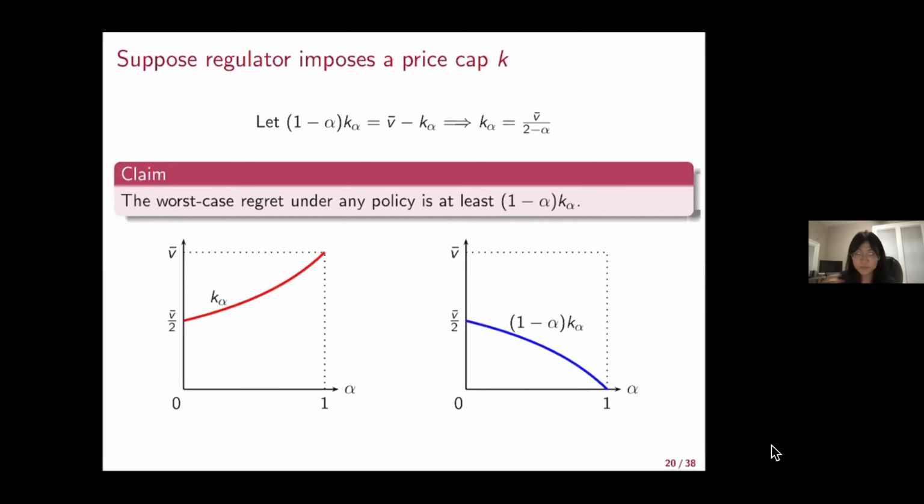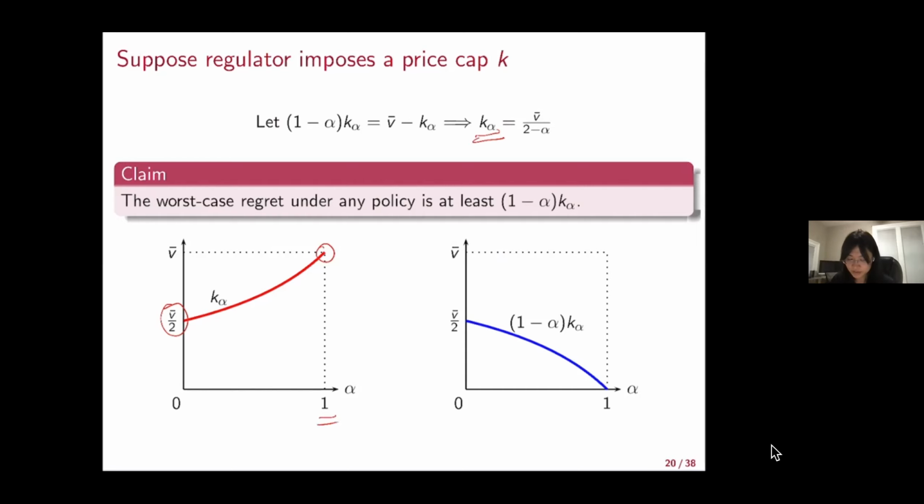Now this picture shows the value of K alpha as a function of alpha from 0 to 1. It is equal to half V bar when alpha is equal to 0 and is equal to V bar when alpha is equal to 1. So intuitively, when you don't care about the redistribution, you wouldn't impose a price cap, right? So you actually don't want to impose a price cap at all.